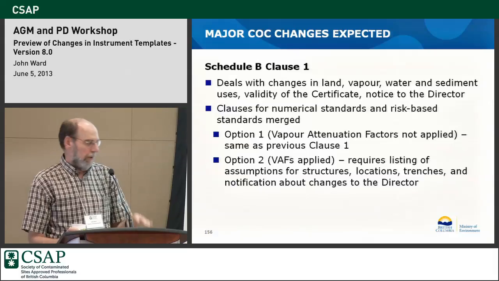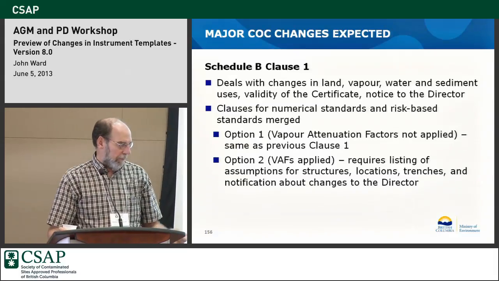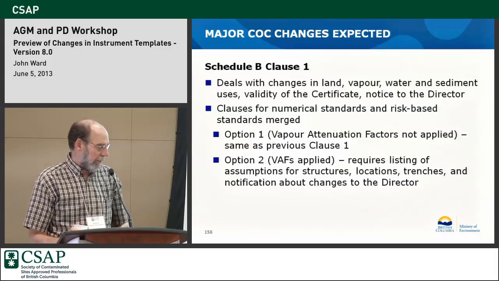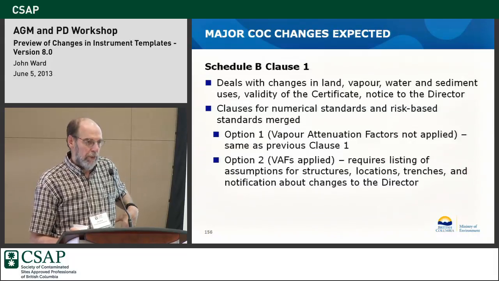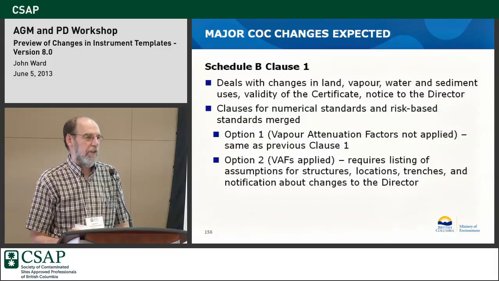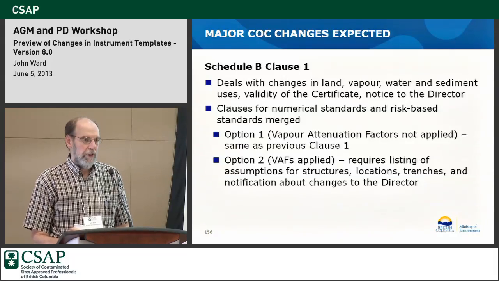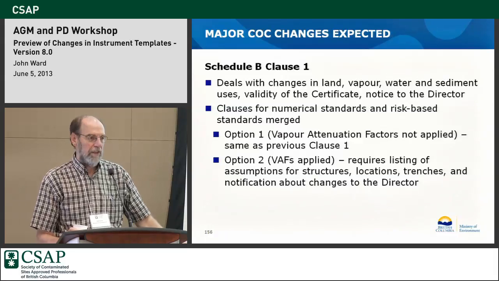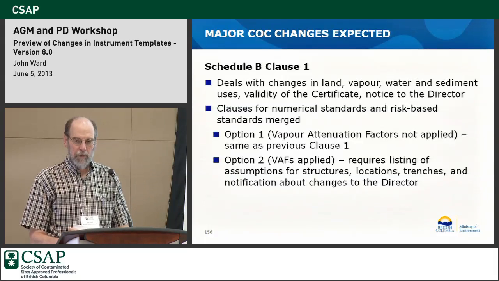Those have been merged. And now there are two options. Option one is just like I described, where you're not using vapor attenuation factors. And there's a new clause that Colin just drafted up last week for if you're using vapor attenuation factors. So that's where all the vapor attenuation stuff will be contained in Schedule B, in that clause 1.